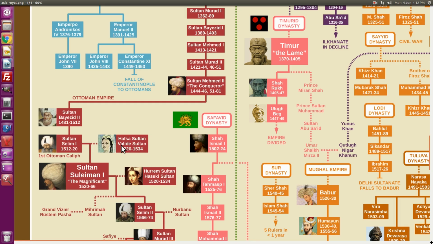These terms here, this term is the term for the mother of the sultan, and this term here is for the consort or chief wife of the sultan. And I've just noticed that this date is wrong. This should be 1520 to 1558, and we'll make sure we change that before this chart is printed.